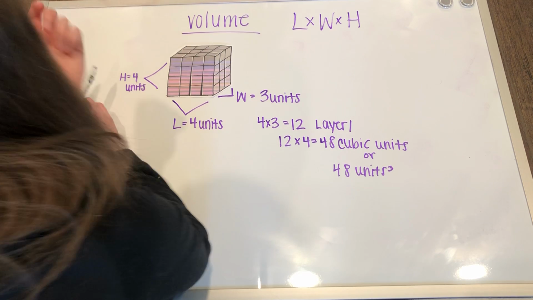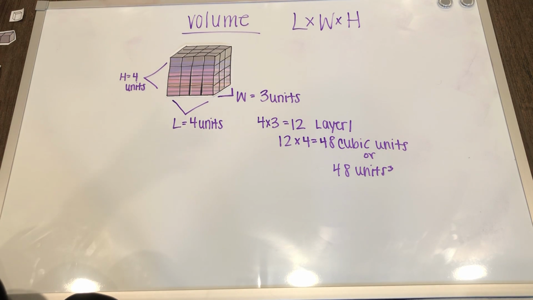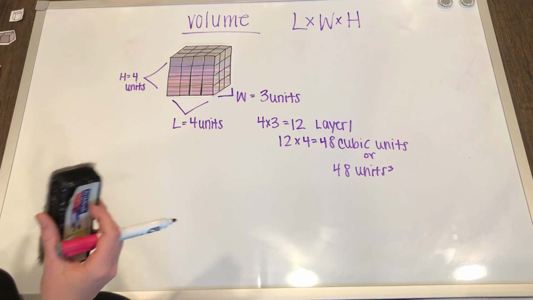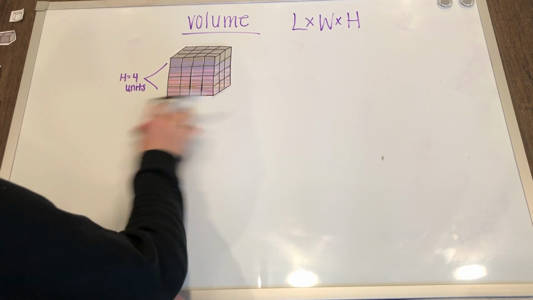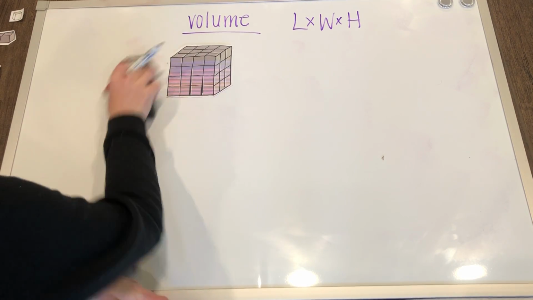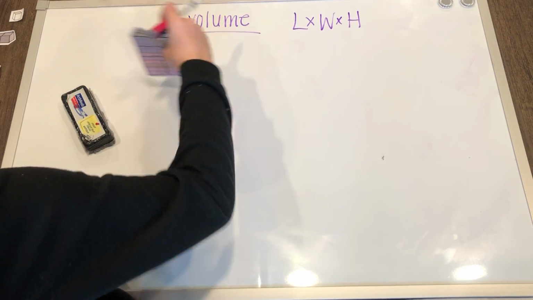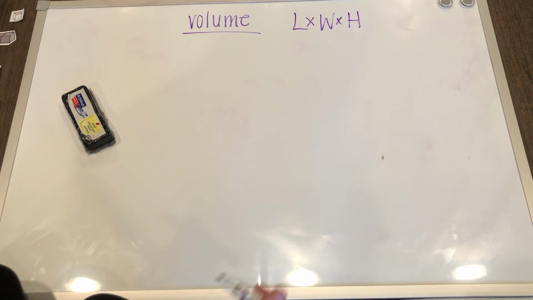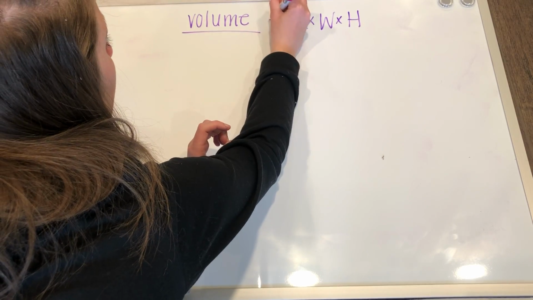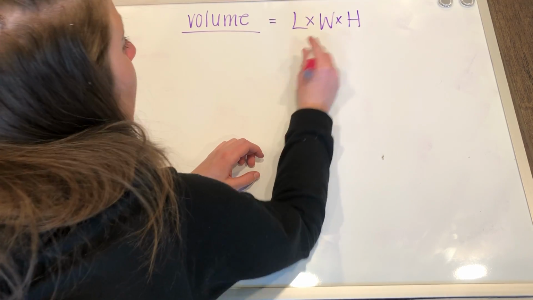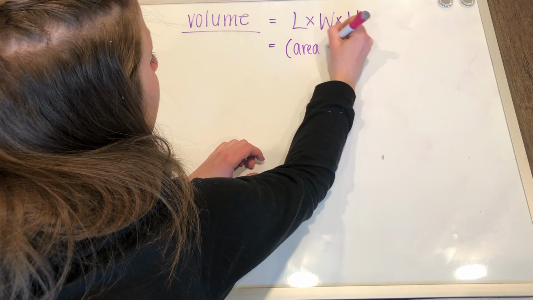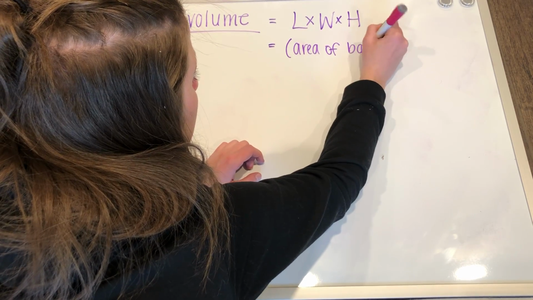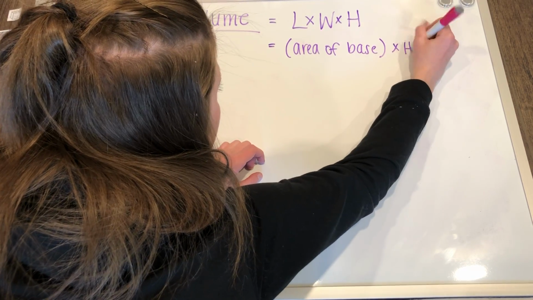So something else that you may have noticed when we did this is that we did length times width. And we talked about length times width in the beginning of the video. Length times width is also the same as finding the area. Okay? And when we did length times width, we ended up getting the base, or the area of the base. So when we do length times width, that is going to give us the area of the base, or that first layer. And then we just multiplied it by the height.